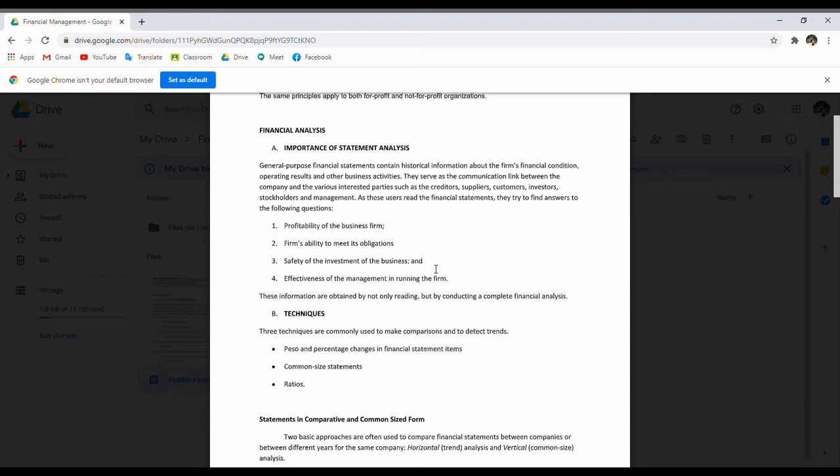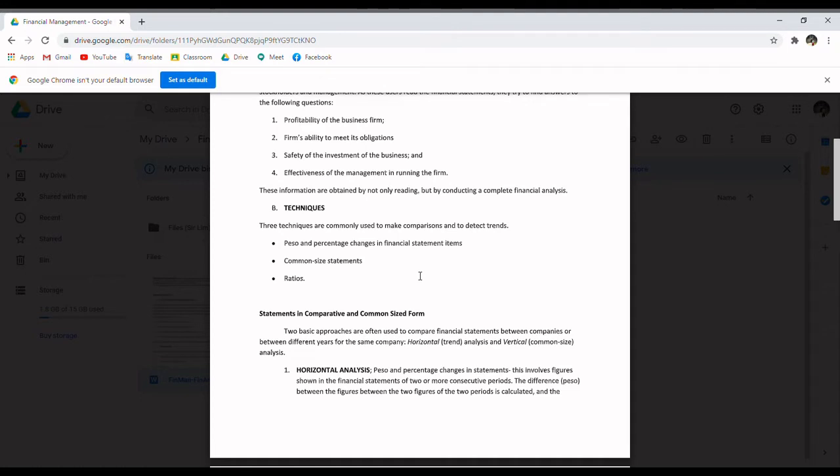These information are obtained by not only reading, but by conducting a complete financial analysis. So financial analysis is used to get answers from the financial statements because the financial statements alone are not enough to extract information about a firm or a business. So financial analysis is used to get more information about the business. So we have different techniques in analyzing the financial statements.